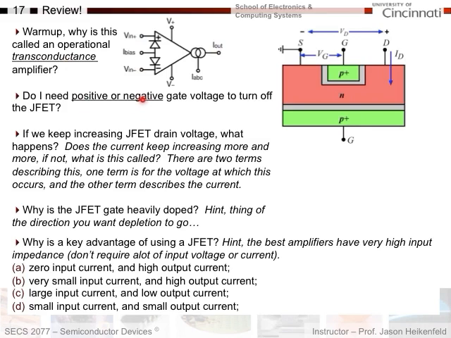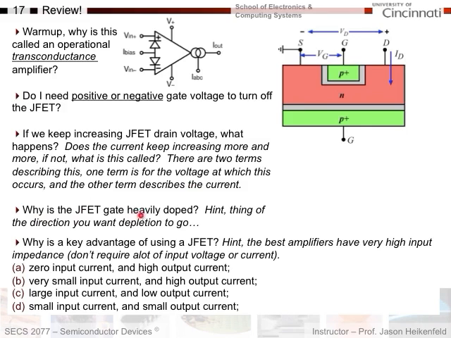Here's my JFET. Easy question. Do I need positive or negative voltage to turn off the JFET? Next question, if I keep increasing the drain voltage, more and more drain voltage, does my current keep increasing more and more? And if not, then what's this called? There's two terms that I'm looking for. One describes the voltage at which it occurs, the other describes the current flow and what it's doing through the device.